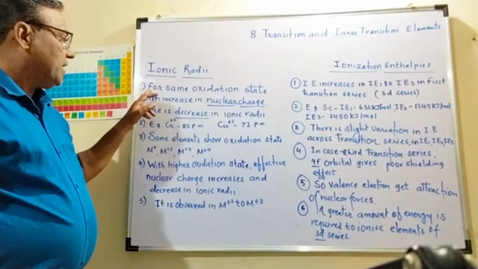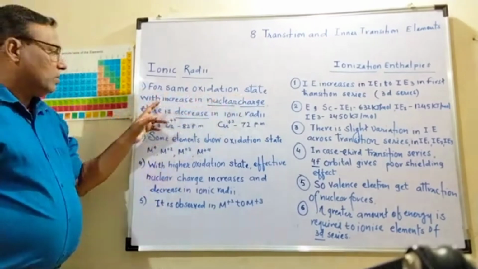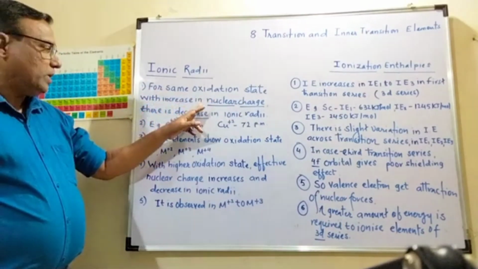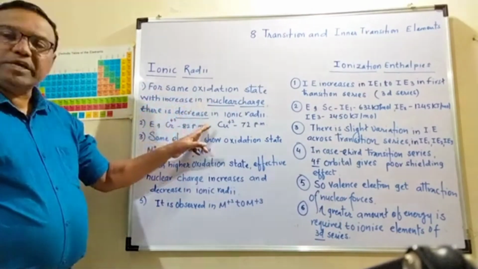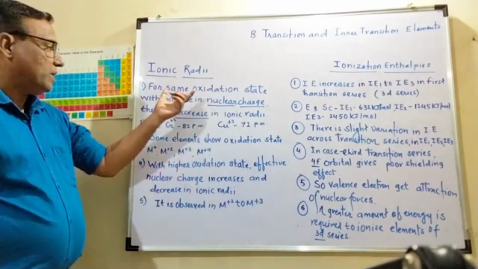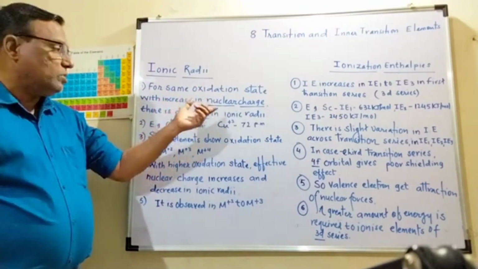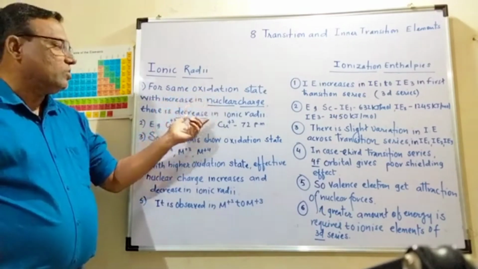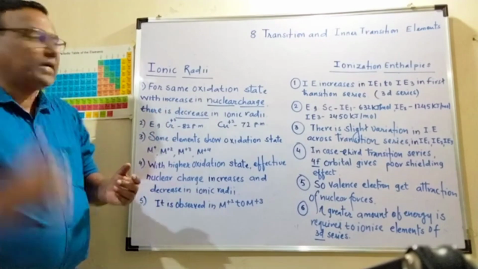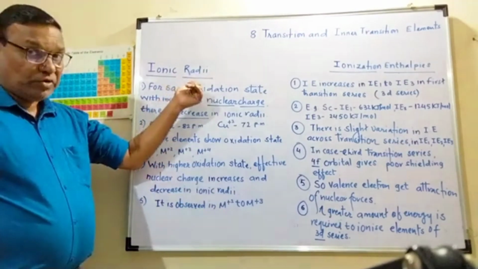Related with ionic radii, for the same oxidation state, with increase in nuclear charge there is a decrease in the ionic radii. This is the very first important point: for the same oxidation state, with increase in the nuclear charge there is a decrease in the ionic radii.